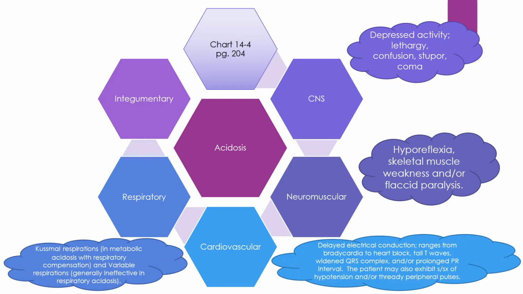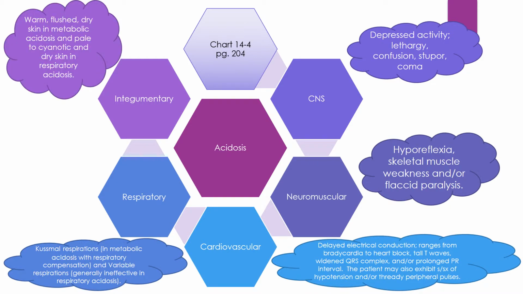Respiratory manifestations can include small respirations, especially in metabolic acidosis with respiratory compensation, and variable respirations, generally ineffective in respiratory acidosis. Then we have the integumentary system. The patient may exhibit warm, flushed, dry skin in metabolic acidosis and pale to cyanotic and dry skin in respiratory acidosis. Chart 14-4, page 204 of your textbook provides you with key features of acidosis.